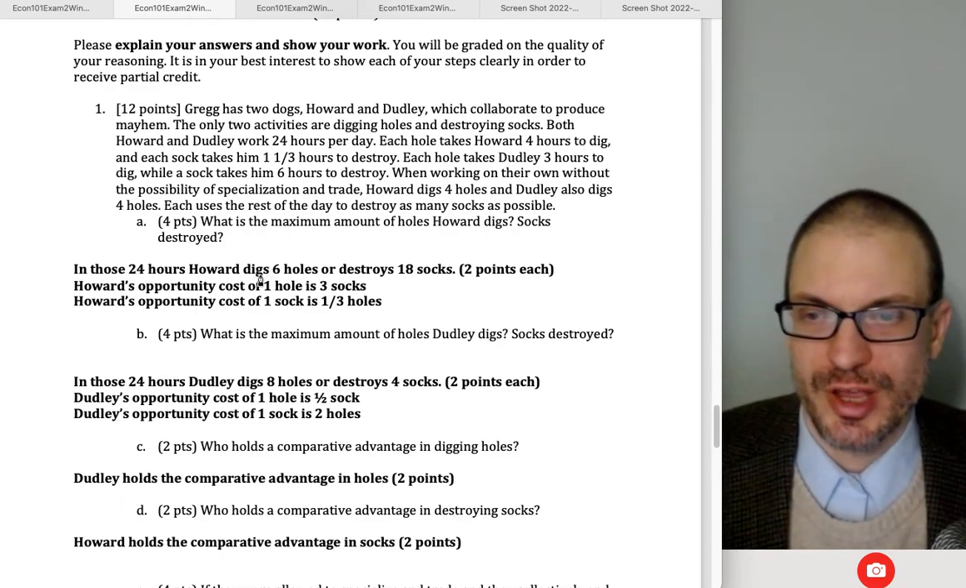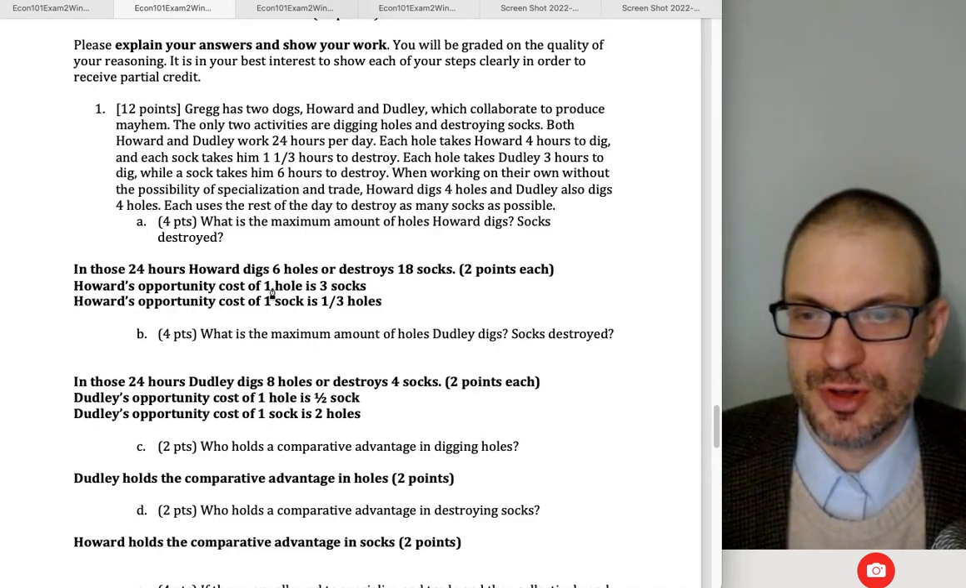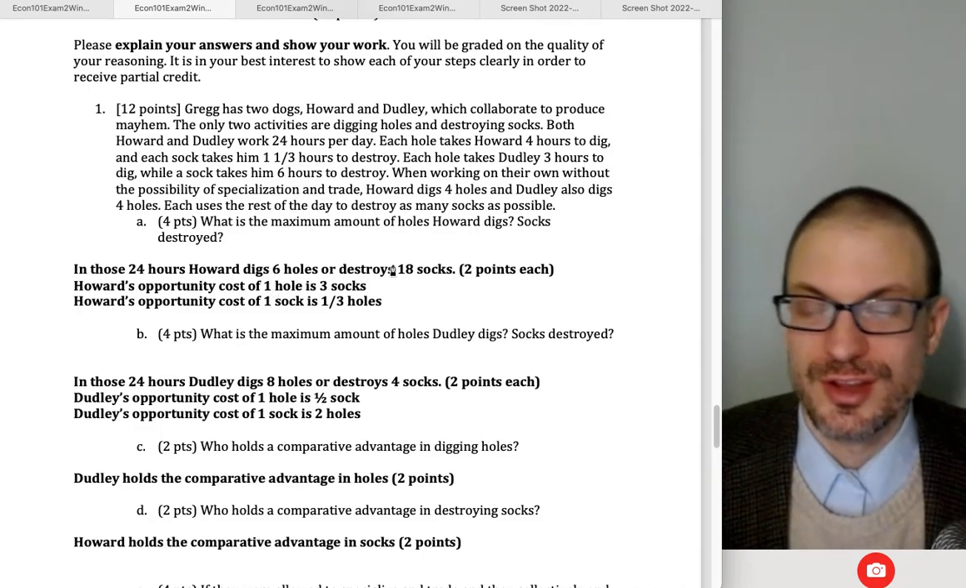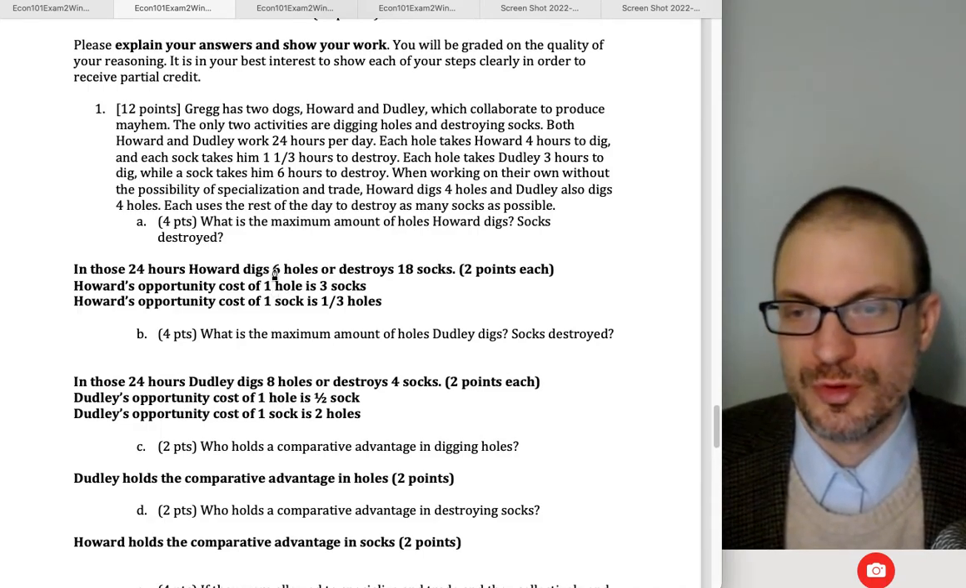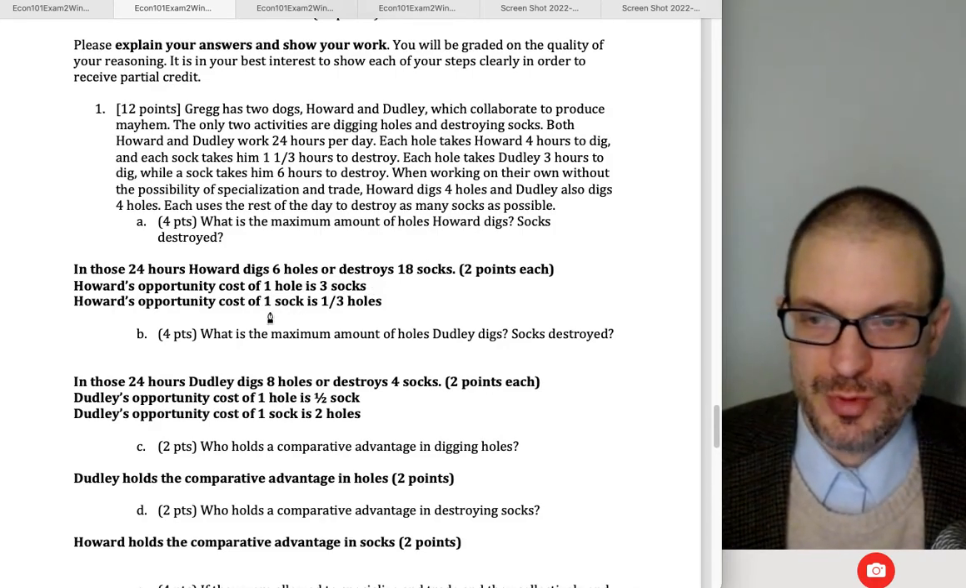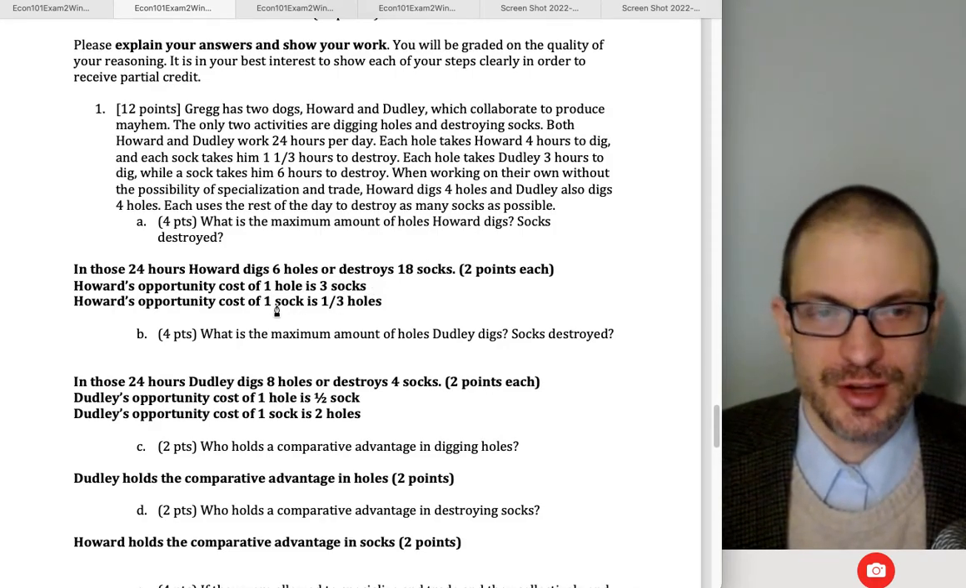So in 24 hours, Howard digs 6 holes or destroys 18 socks. Howard's opportunity cost of 1 hole is 3 socks, right? 6 holes or 18 socks. Therefore, you could divide through by 6. 6 over 6 is 1. 18 over 6 is 3, so 1 or 3. Howard's opportunity cost of 1 sock is 1/3 hole.